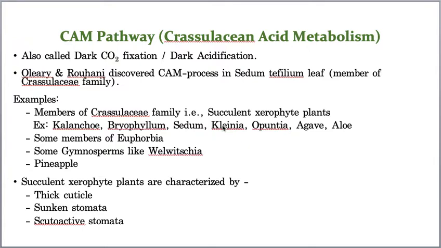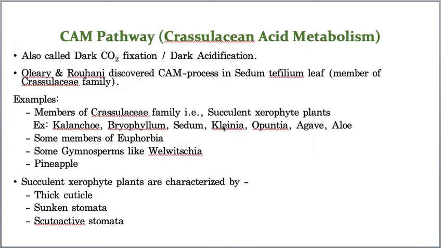Now, let us see in which plants this CAM pathway takes place. Let us take some examples. The members of the Crassulaceae family, that means succulent xerophyte plants. What is the meaning of succulent xerophyte plants? When you listen to this word, please recollect my morphology of flowering plants lectures. Then you will understand. In morphology of flowering plants, I clearly told what is the meaning of succulent xerophyte plants.